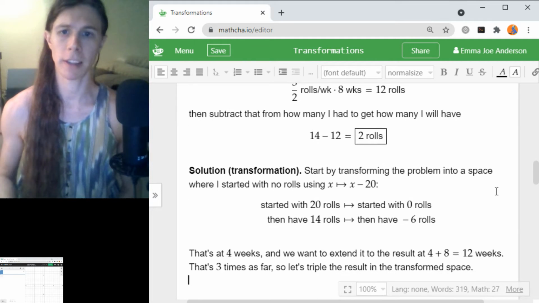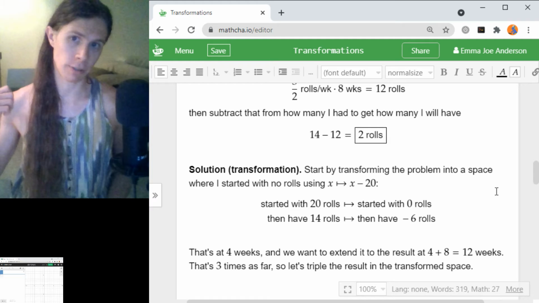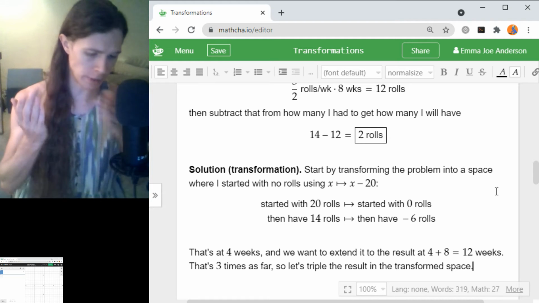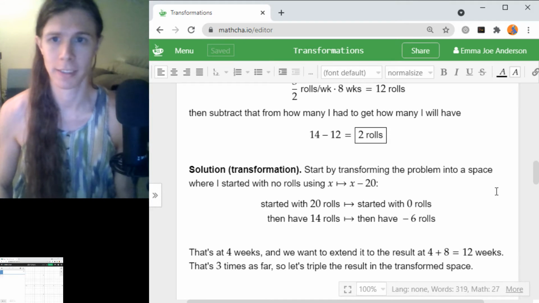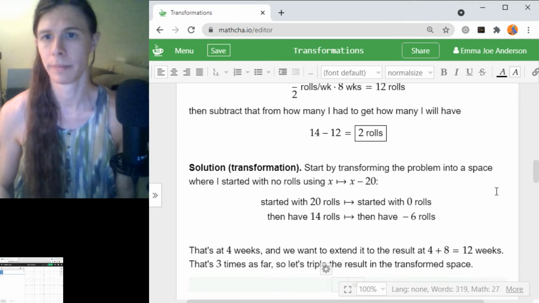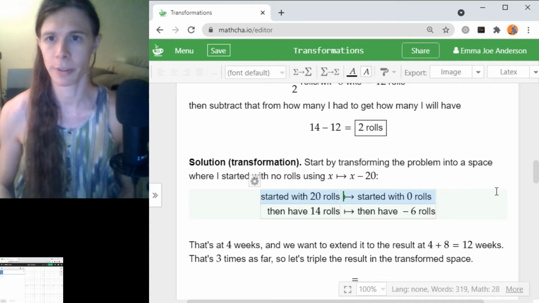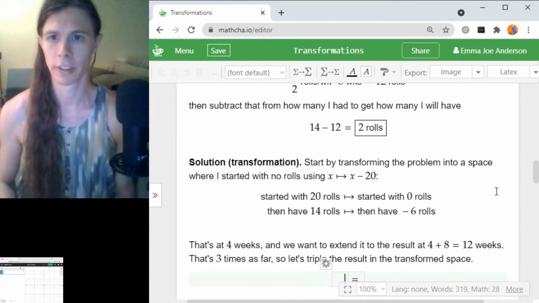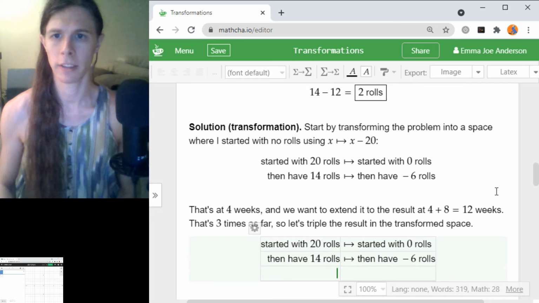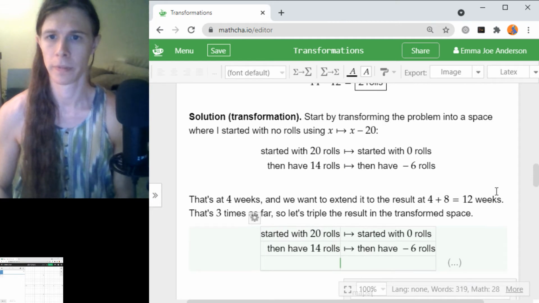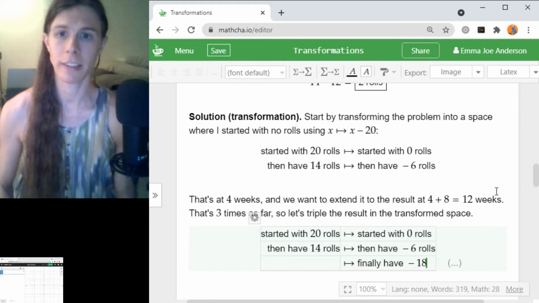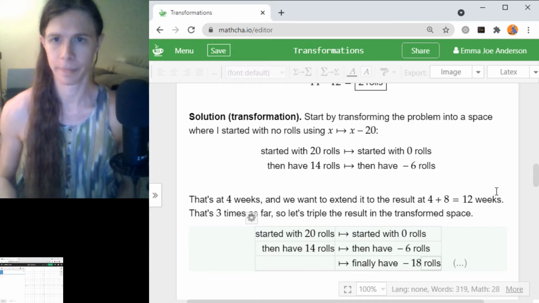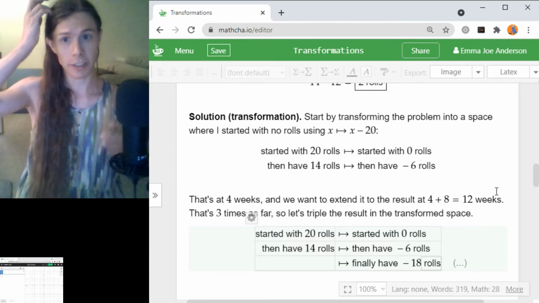And this is what I mean by this is way easier to solve in this transform. I started with 0, I went to minus 6. I need to go 3 times farther. It's just 3 times minus 6. So I'm going to rewrite all of this, and then say that we finally have minus 18 rolls. So instead of having consumed 6, I've consumed 18.